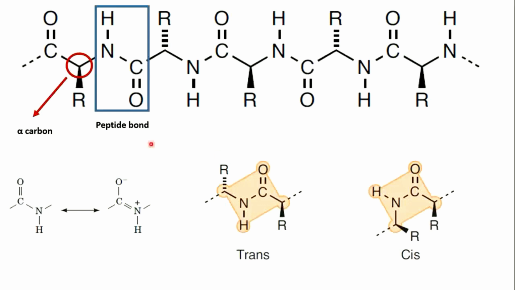In the whole peptide sequence, we find R group down, then R group up, then R group down, then R group up, then R group down. They arrange themselves in a trans position to get as much stability in the structure. So from this slide, we have learned what the alpha carbon is, what the peptide bond is, why the peptide bond is rigid, and that the system is present in a trans way, not in a cis way, because the trans conformation has more stability than the cis conformation.